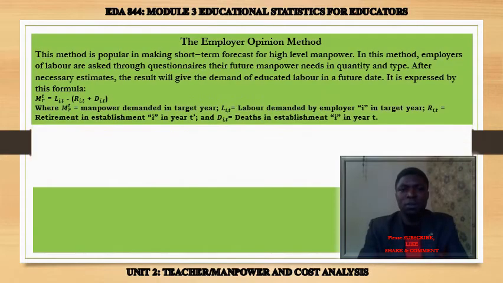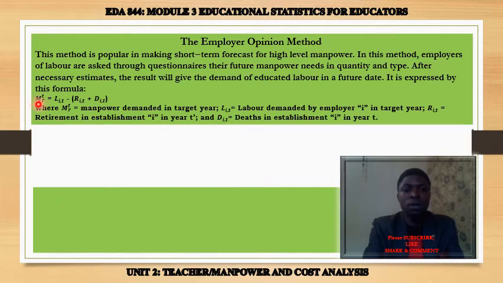Let's discuss the second method now, the employer opinion method. This method, according to course material, is popular in making short-term forecasts for high-level manpower. In this method, employers of labor are asked through questionnaire their future manpower needs in quantity and type. After necessary estimates, the results will give the demand of educated labor in a future date. So it is expressed by the formula. Let's give the formula here.